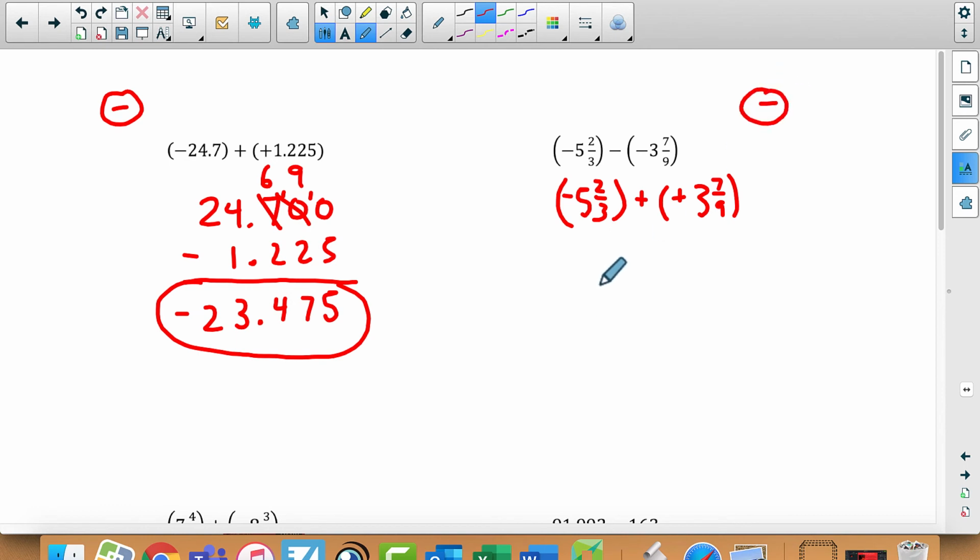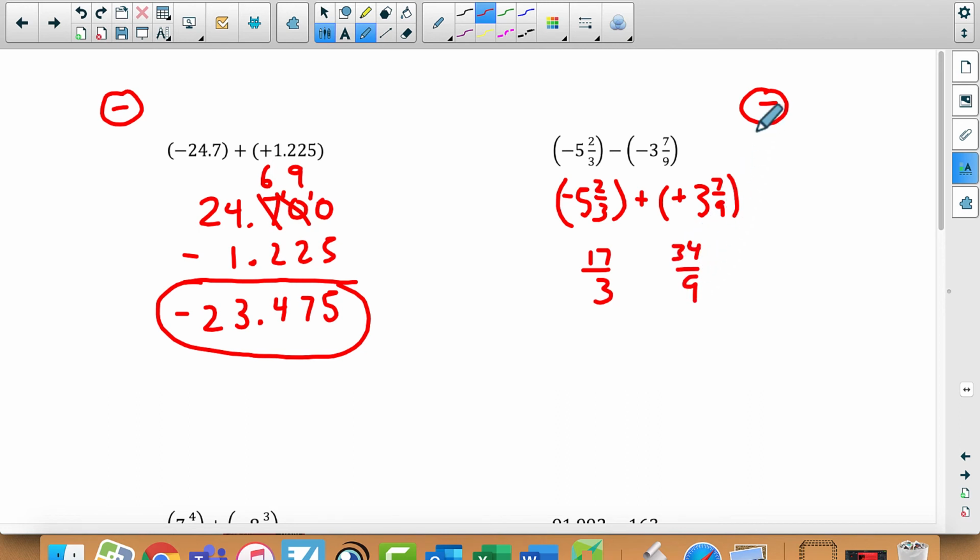Should we be adding or subtracting? Well, we have different signs. We have a minus sign, a negative sign, and we have a positive sign. So they're different, which means you're going to subtract. You want me to do this improper, or do you want me to keep it mixed? I'll go improper this time. So I'm going to switch this. 5 times 3 is 15, plus 2 is 17 over 3. And this one, 3 times 9 is 27, plus 7 is 34 over 9.